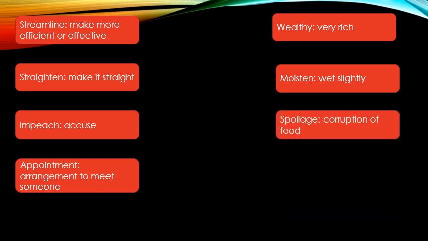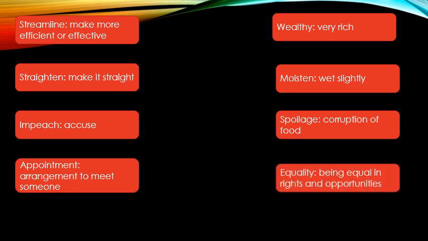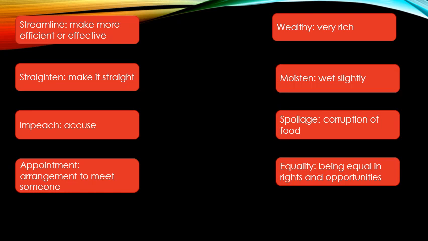Spoilage, it's corruption of food. Sometimes we use it for food and we can use it for other things also. Spoilage in general is called corruption, but mostly we use it for food. Equality, being equal in rights and opportunities. This is equality. So these are the required words in your book that the exercises are put on.